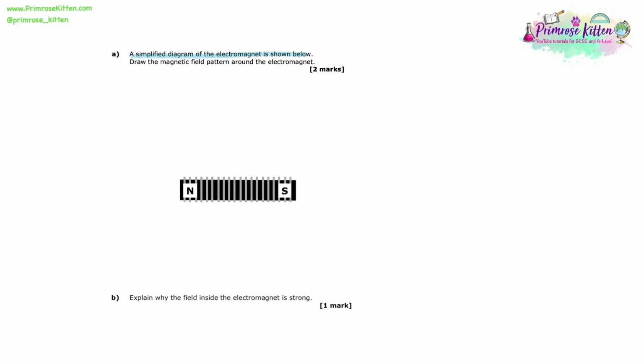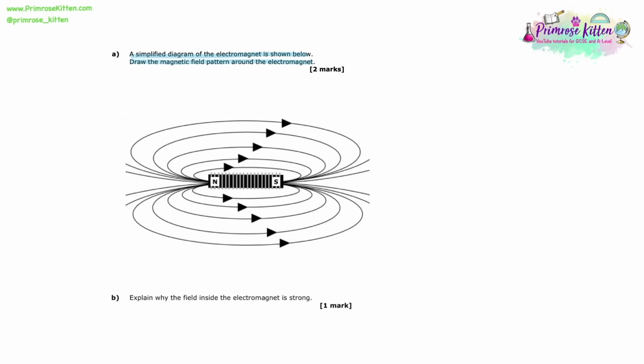Here we're asked to draw the magnetic field pattern around the electromagnet. So here is the diagram that you need to draw. Now the key features that we need to include in this question. One of them is that the magnetic field lines have to point from north to south, and that's always the case. We should also know that the magnetic field lines are never going to cross each other. That will never happen. And it's also worthwhile knowing that the closer together the lines, the stronger the magnetic field.